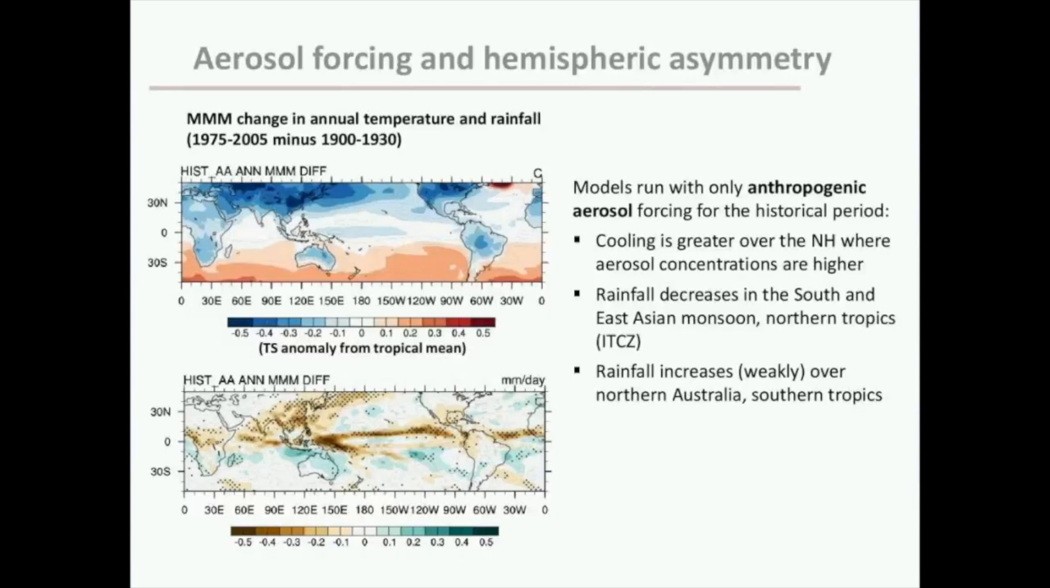What does the aerosol climate signal look like? Well, we can look at some models run with just aerosols for the historical period, anthropogenic aerosol only runs, to look at that spatial pattern. And we can see the change in temperature if we subtract a mean cooling signal.